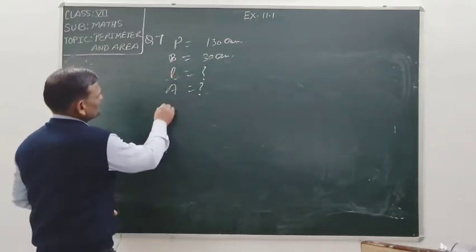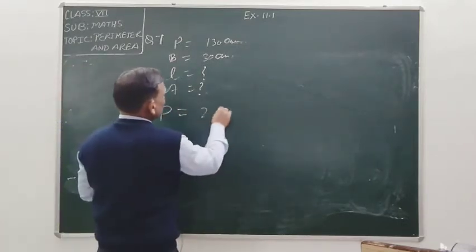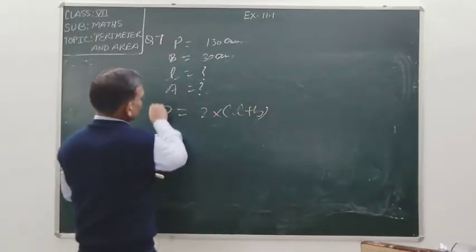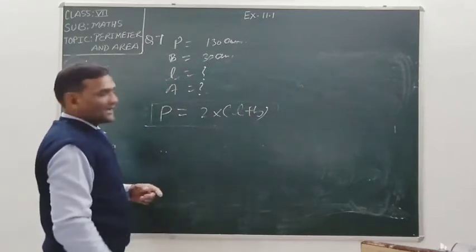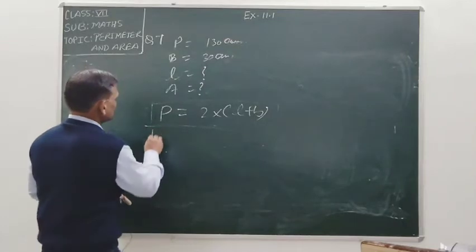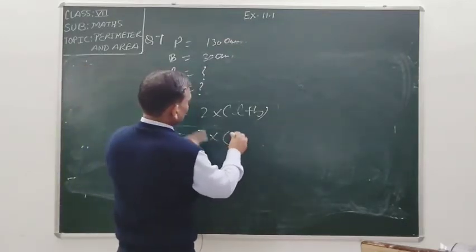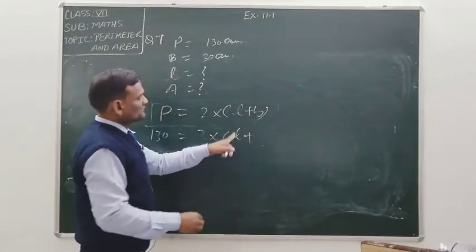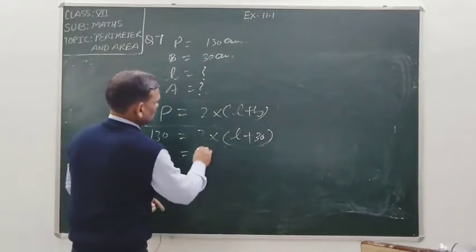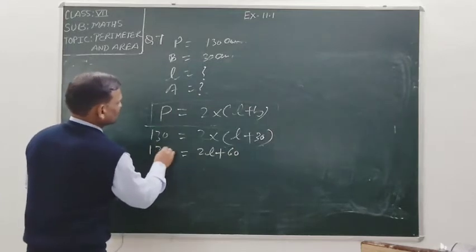So, student, perimeter, you know the formula. Perimeter of the rectangle is equal to 2 into length plus breadth. And in this formula, you will put all the given value. Perimeter 130, so 130 is equal to 2 into L plus breadth, breadth is 30 centimeter. So, 2L plus 60 is equal to 130.